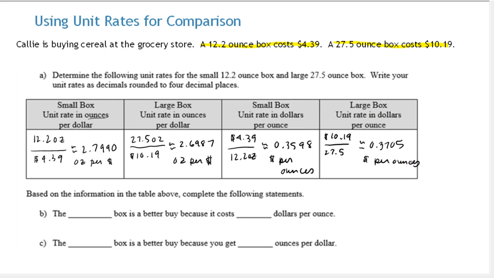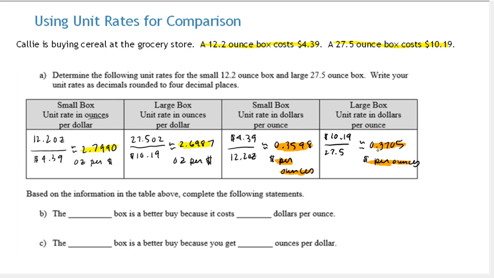Okay. So we could use either of these unit rates to compare, but they have to be the same type of unit rate. So here, this is ounces per dollar. The small box gives us this many ounces per dollar, and the large box gives us this many. Now we have dollars per ounce. The small box is about 36 cents an ounce, and the large box is about 37 cents per ounce. So notice in this situation, this number is more. Over here, this number is more.